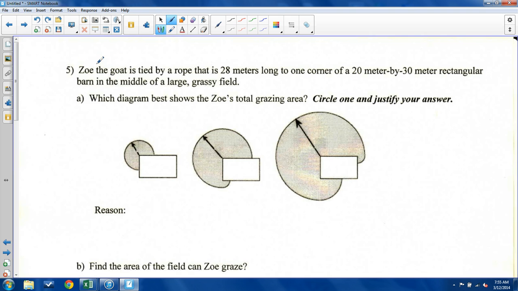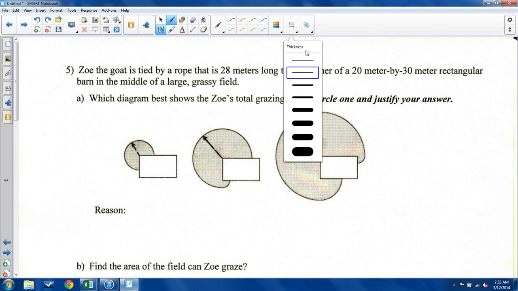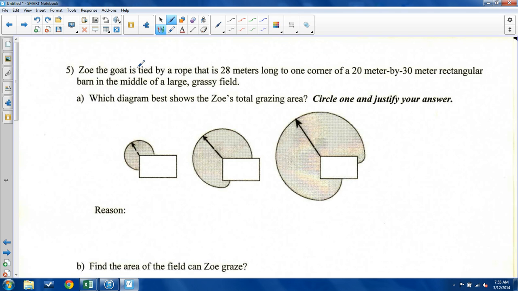Okay, 5 is kind of interesting. I hope it'll make sense when I talk about it, because I'm not there with you when I do. But Zoe the goat is tied by a rope that's 28 meters long. So these arrows indicate the rope. So one of these are 28 meters. Let's just go and draw all of them and look at this as we go. Of a 20 meter by 30 meter rectangular barn in the middle of a large grassy field. Alright, so that stuff not necessarily important. But if there's a goat, it can go out as far as this. So it can walk in whatever area this is. Let's find out which diagram makes most sense about Zoe's grazing area. Now these aren't drawn to scale, but we are talking about this being the shorter side, this being the longer side. So this is a 20 by 30 barn.